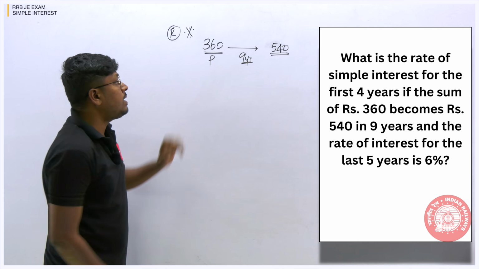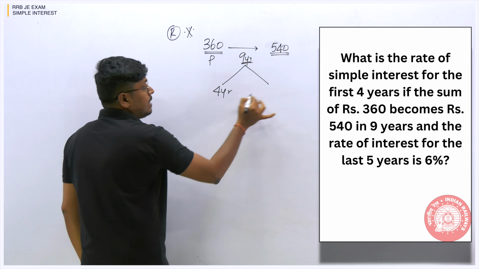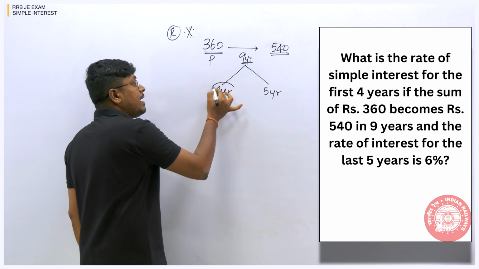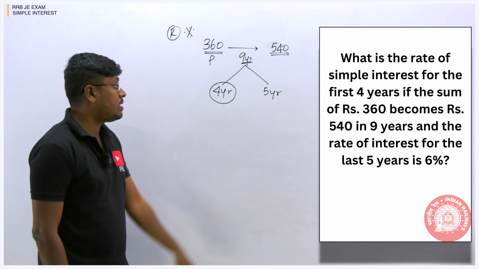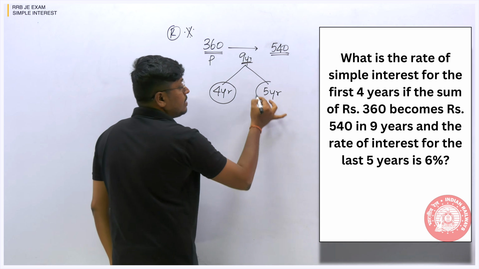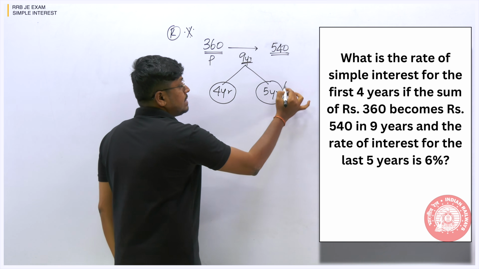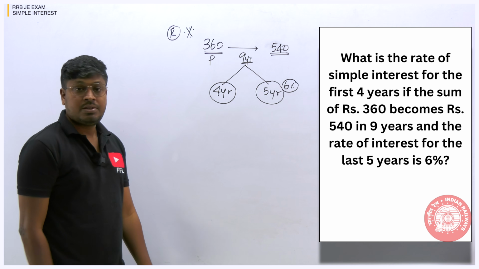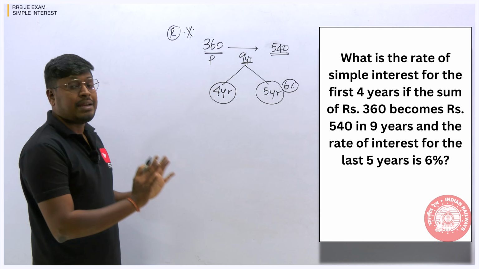And this total 9 years is split into two parts. One is for 4 years and the second is for 5 years. So now our target is to find the rate of interest for the first 4 years. This is what we need to find in the question. And for the last 5 years, they have given the rate of interest also. Rate of interest is how much? 6%. So 6% is the rate of interest.